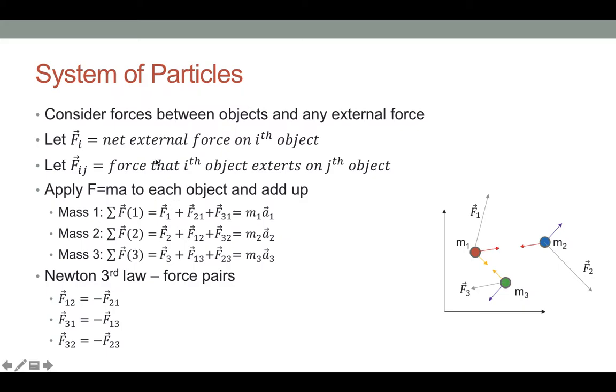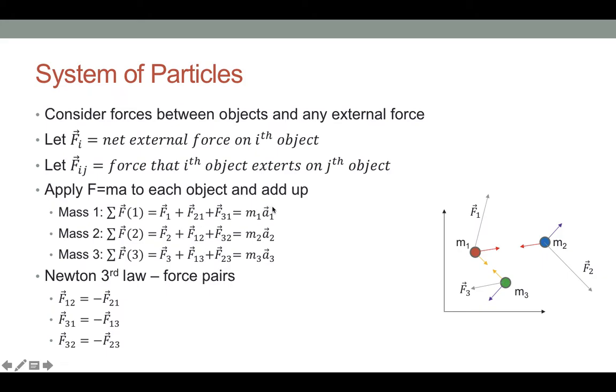However, notice, each one of these internal forces will come as part of a pair. Here is the force that object 2 exerts on object 1, and here is the force that object 1 exerts back on object 2. These two constitute an action-reaction pair and will necessarily be equal and opposite, as will the force that object 3 exerts on object 1 and the force that object 1 exerts on object 3, and the force that object 3 exerts on 2 and 2 exerts on 3. Those are all action-reaction pairs.